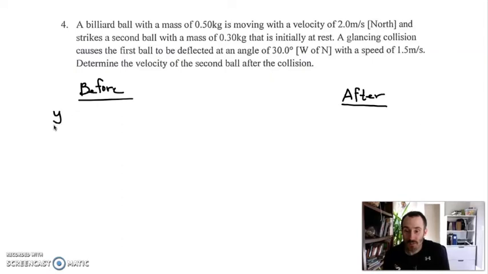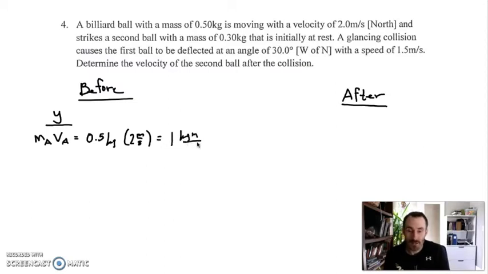So at the beginning, the y momentum that's there is just, well, let's just go mass of ball 1. No, let's go mass of ball A times velocity of ball A. Okay, and that's 0.5 times 2. 0.5 kilograms times 2 meters per second, which is 1 kilogram meter per second. And that's in the north direction.